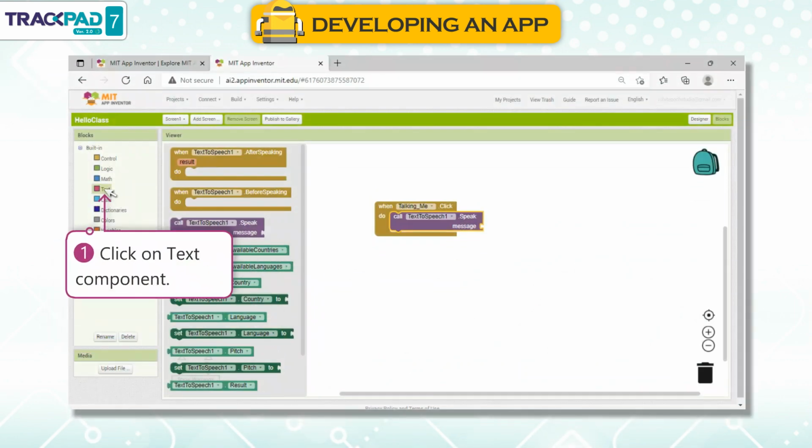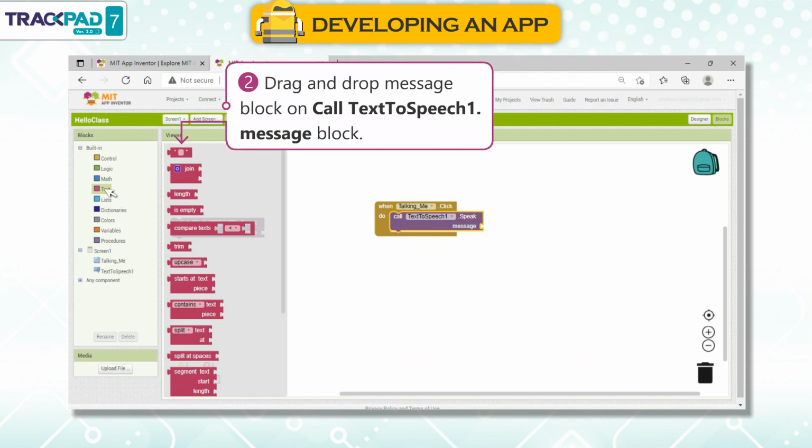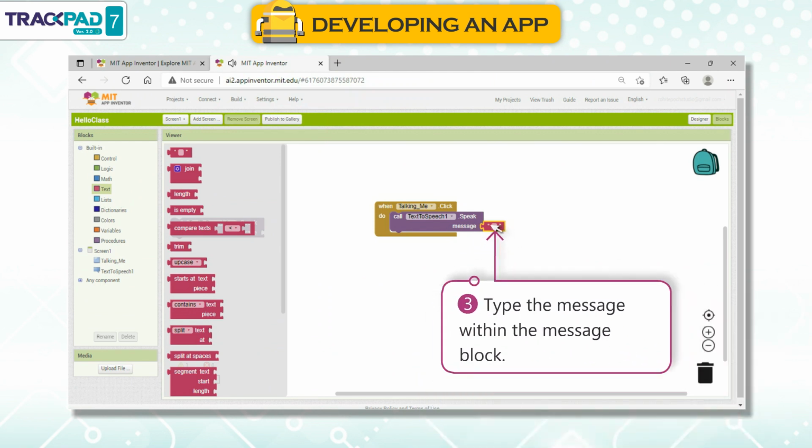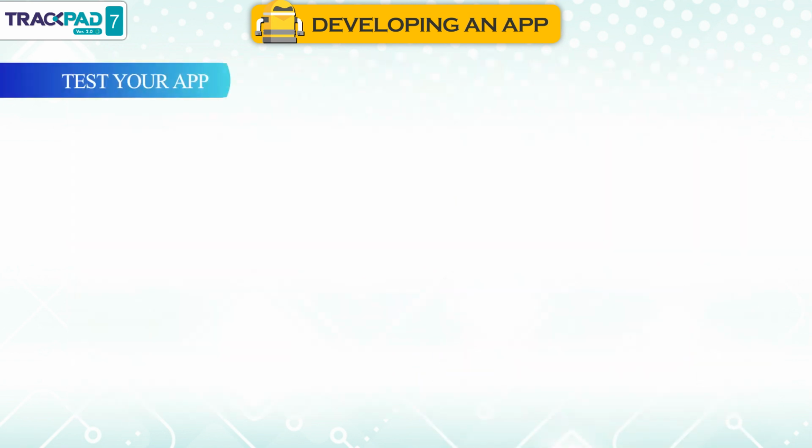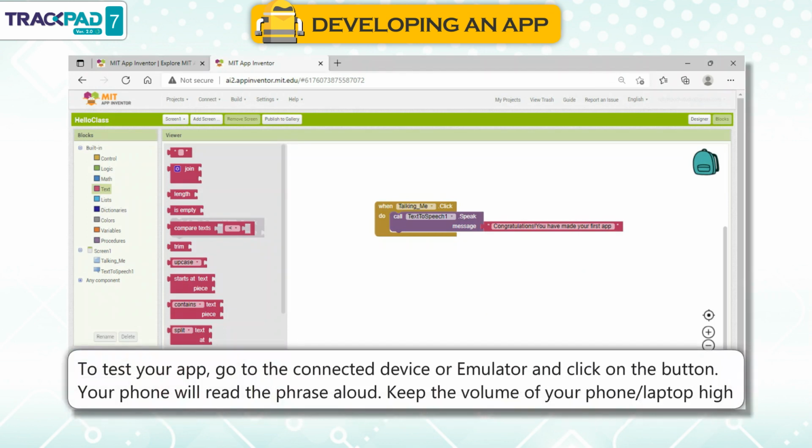Enter message in the text block. First, click on text component. Second, drag and drop message block on call TextToSpeech1.Speak message block. Third, type the message within the message block. Test your app. To test your app, go to the connected device or emulator and click on the button. Your phone will read the phrase aloud. Keep the volume of your phone or laptop high.